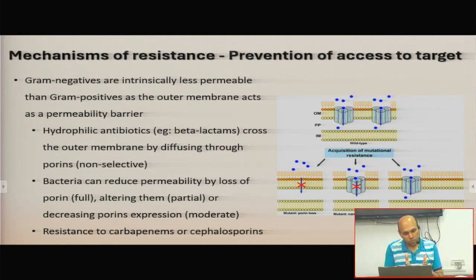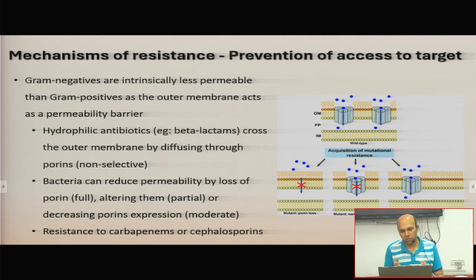So that is the first one. Then the second one is altering them. When the doors are altered, twisted or something, partially the antibiotic can come inside, but not at a concentration where it can kill. And then the last one is decreasing the porin expression.